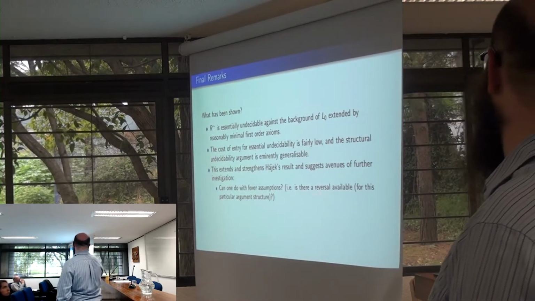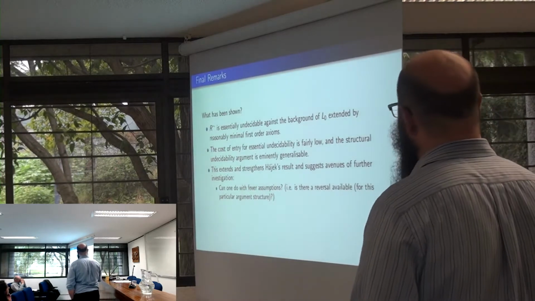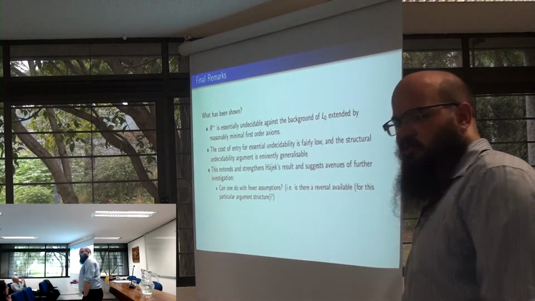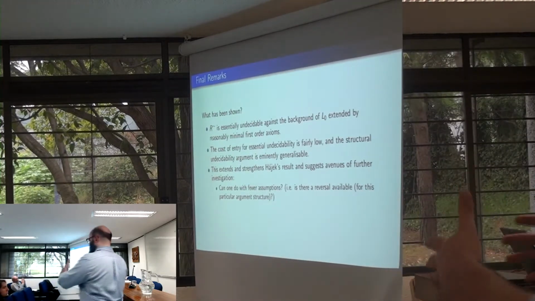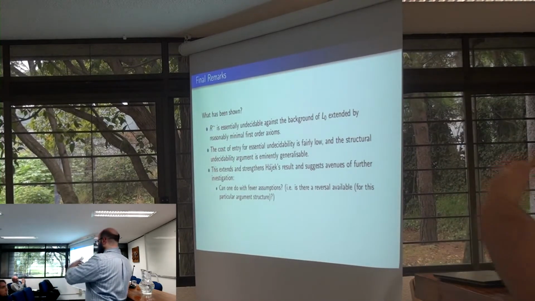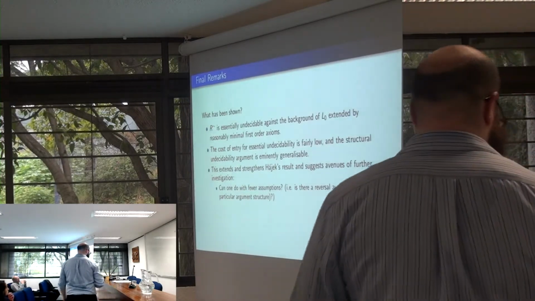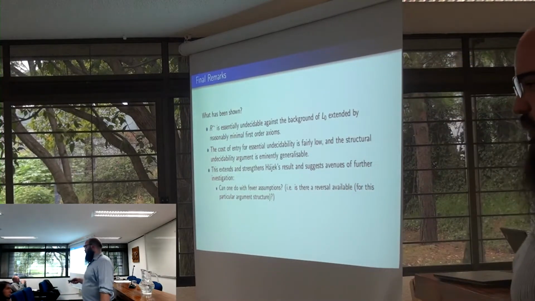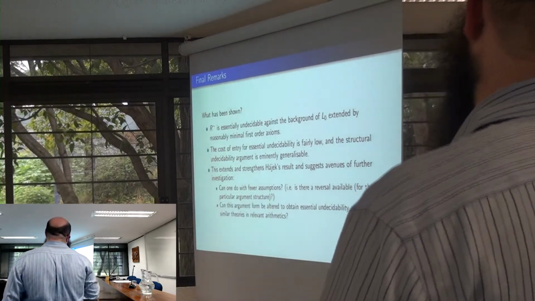It seems to me that if there's going to be some kind of reverse move available, it'll have to be for this particular argument structure or something similar, just because we need some frame in which to ask the question. Otherwise, there are too many moving parts that can be fiddled in order to potentially get other essential undecidability arguments with weaker assumptions. And I would love it.